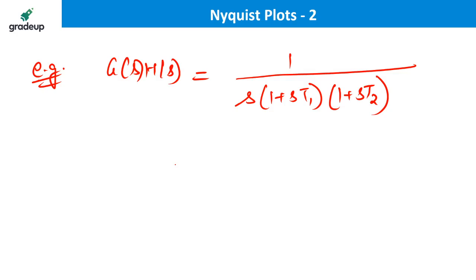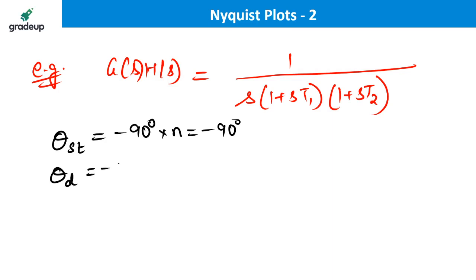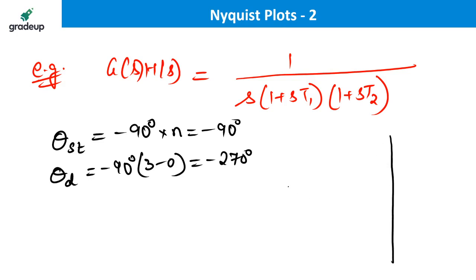Let's complete this as well. Theta starting. Yeah, if you have any doubts, it can be done. A quick check. Theta starting, it is minus 90 degree into n, and that is equal to, n is equal to 1 here. N is equal to just number of poles at origin. So minus 90 degree. Theta diving is minus 90 degree into P minus Z. 3 poles and again no zeros. So minus 270 degree. Okay. Theta diving is minus 270 degree. Theta starting is minus 90 degree.